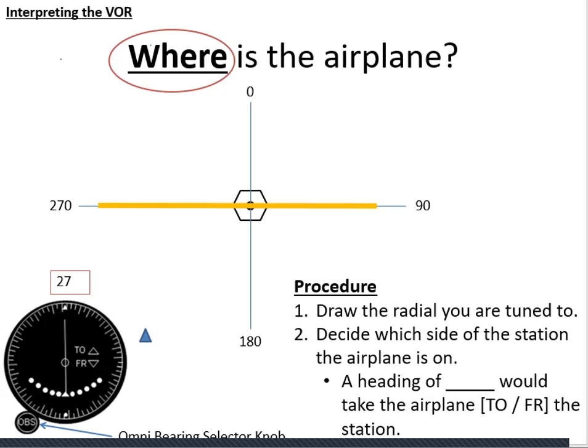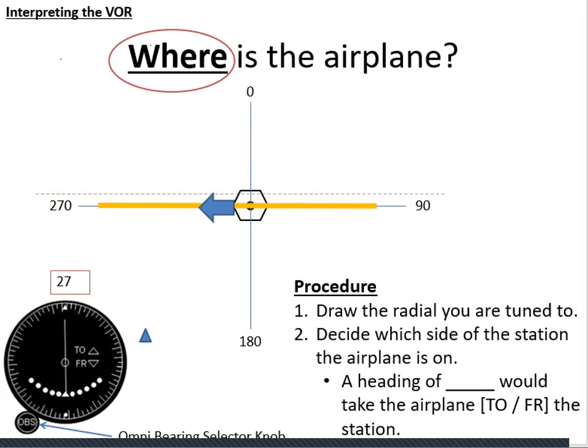Now we can't know how far away we are from the station, but we can know which side of the station we're on. Now this also tells us that if the arrow is pointed up, we're in a position where if we pointed the airplane at 270 degrees, that course would take us toward the station. So what it lets us know is I'm over here in a position where if I pointed the airplane at 270 degrees and I flew along that line at 270 degrees, that course would take me toward the station.